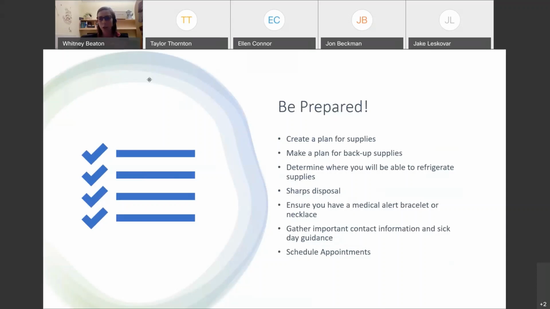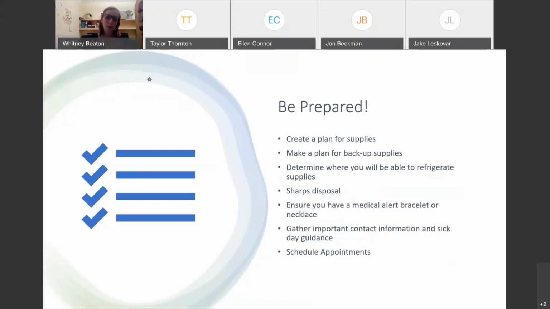Also, it's important to keep your contact information and sick day guidance. So contact information for your clinic, your pharmacy, maybe your pump or other diabetes product supplier ready so that you can find it. And then also keep your sick day guidance at hand, right? So that you can refer to that when you need to.